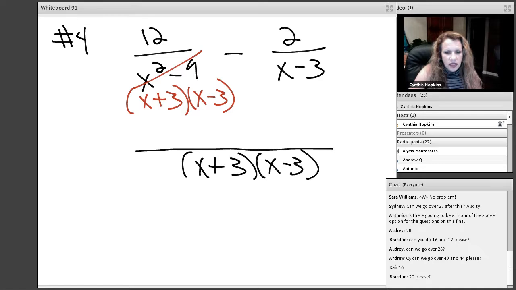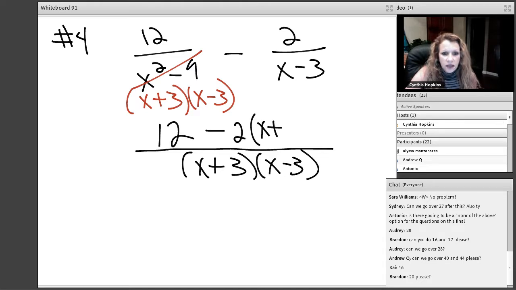So (x + 3)(x - 3) is my least common denominator between those two denominators. In the first fraction, my denominator didn't change at all, so my numerator doesn't change either. So 12. Then I have minus, and didn't this second fraction's denominator get multiplied by x + 3 to give me my new denominator? So I'm going to write minus 2 times the quantity x + 3.